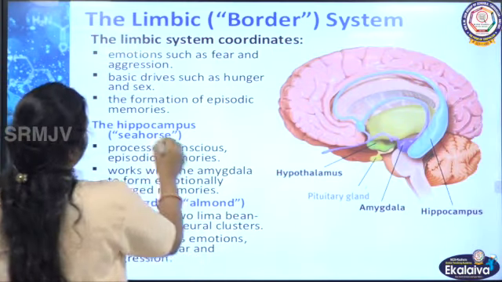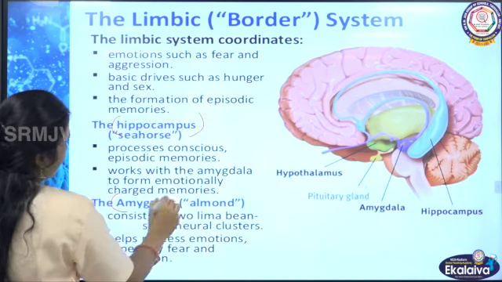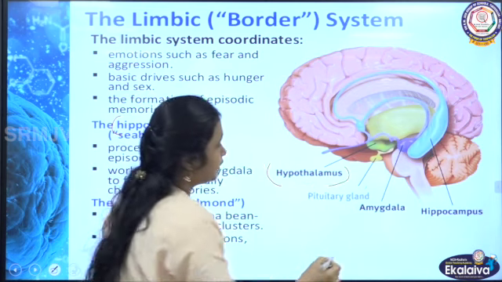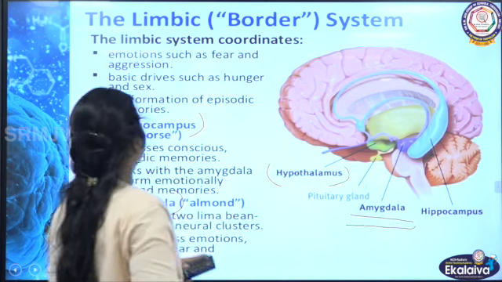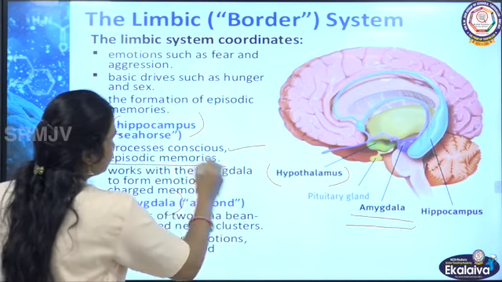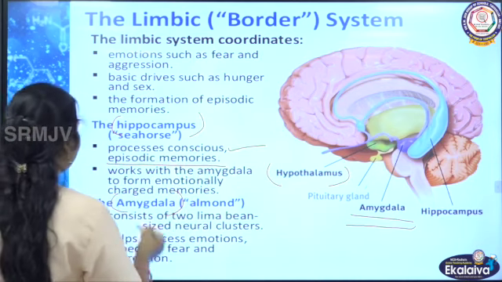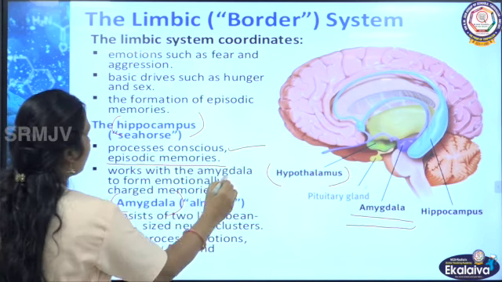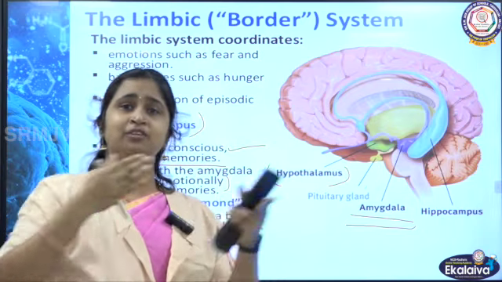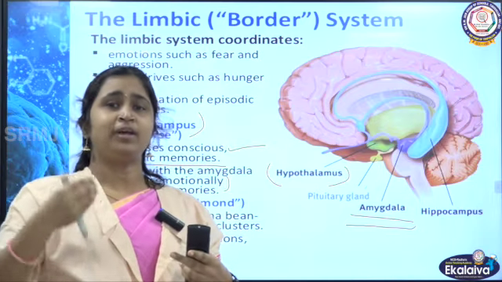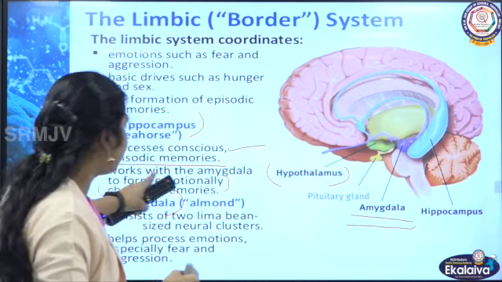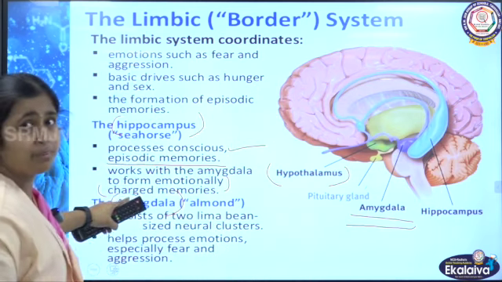In the limbic system, there are 2 areas, hippocampus and amygdala. You can see the location of hippocampus as well as amygdala. Hippocampus, if you see, processes our conscious as well as episodic memory, which is long-term memory, and works with the amygdala to form emotionally charged memories. Memory, if you take, there are different things. The place, okay, as well as sense, from that also you will get memory. So, this plays a major role in getting back the memory.